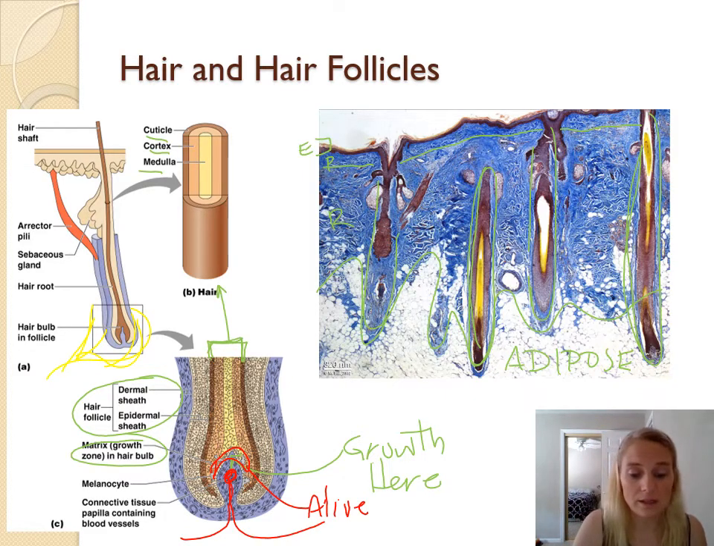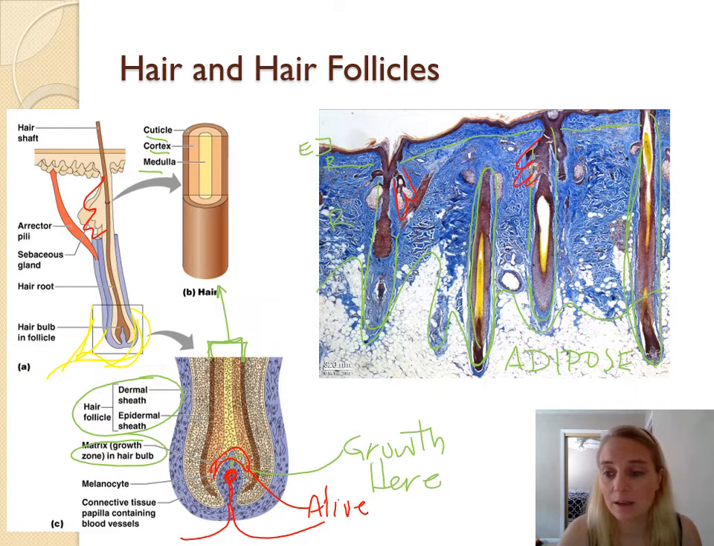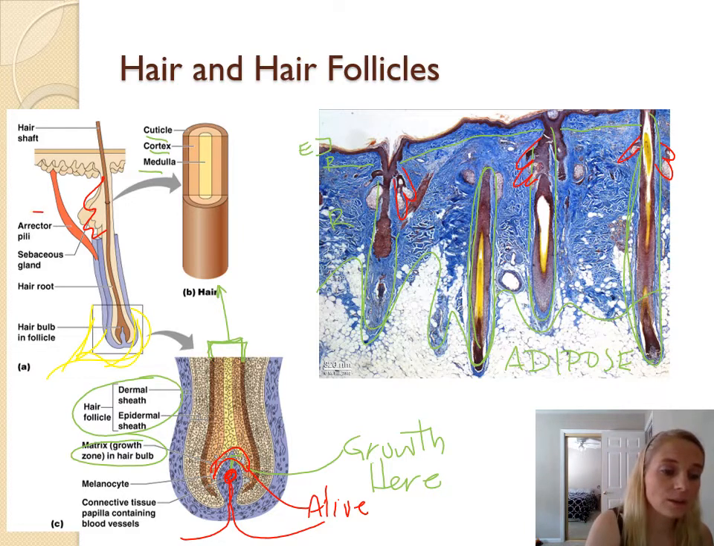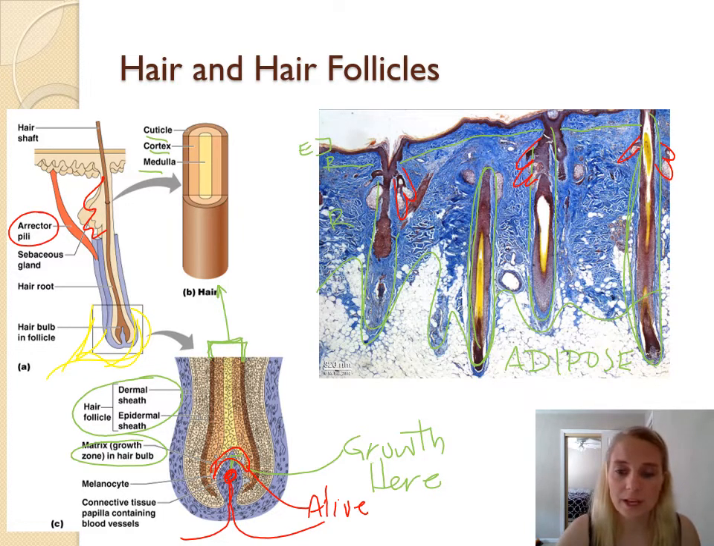We can see on the drawing diagram here the sebaceous gland, right? So we talked a little bit about that. Here in the micrograph, these little sacs hanging off the side are going to be our sebaceous glands. And then here's that goosebump muscle, the erector pili, and there's actually one right there in the micrograph. All right, so that's your hair and hair follicle.